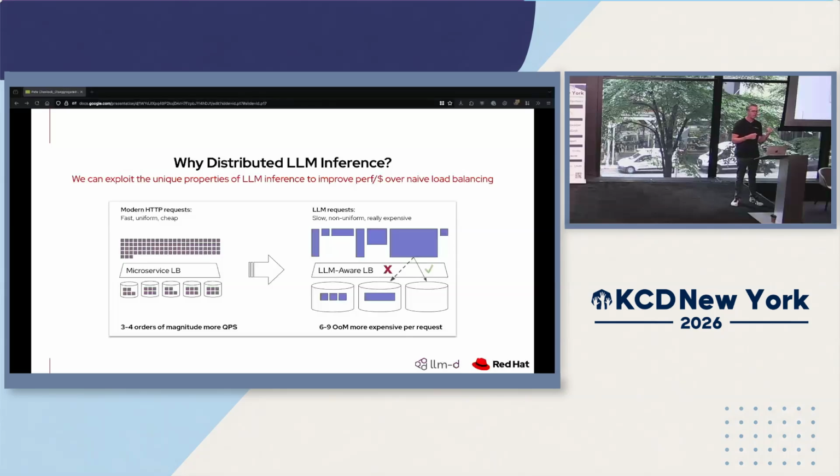We can leverage and share that KV cache we talked about before across the cluster instead of letting the blind load balancer destroy the cache locality. Second, because we have those distinct prefill and decode phases we talked about, we can actually specialize the servers for each specific workload. So again, that's the overall idea with llm-d.